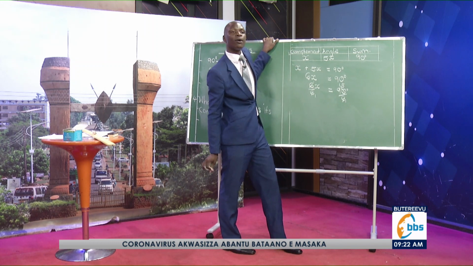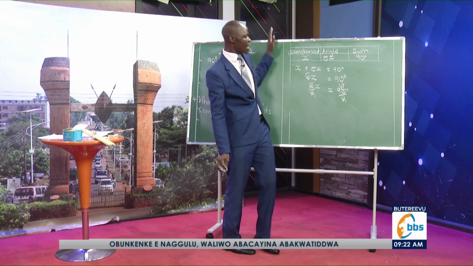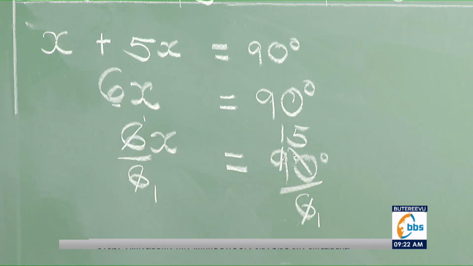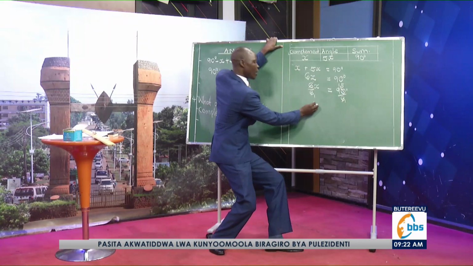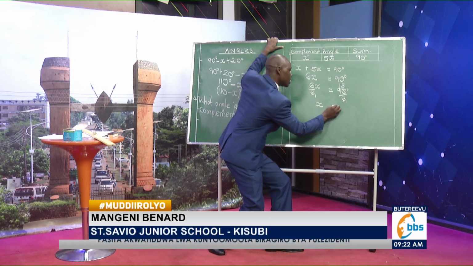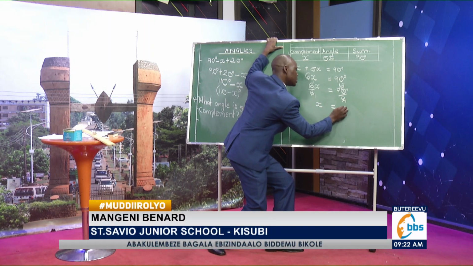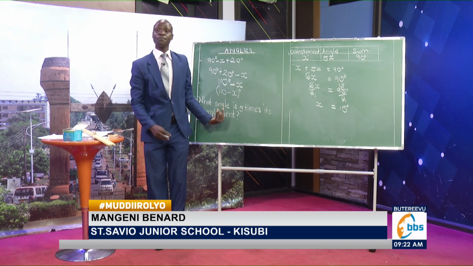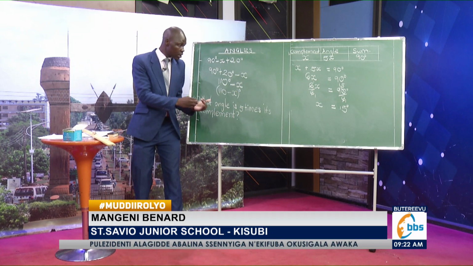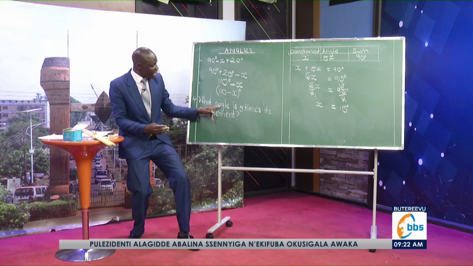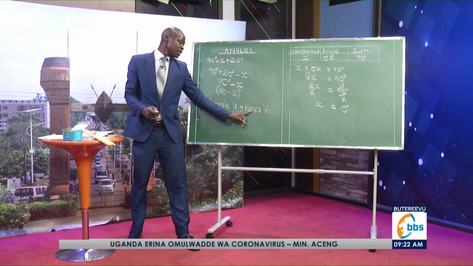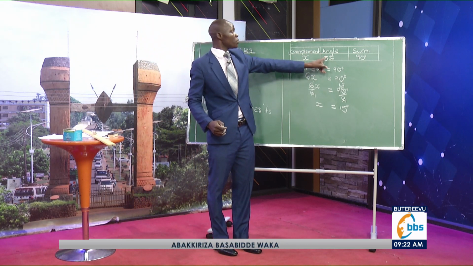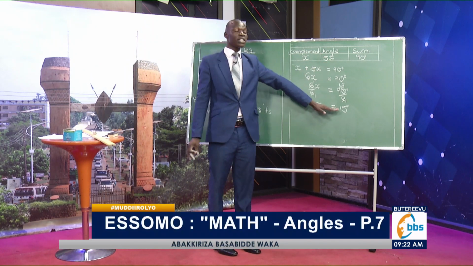There is a degree there which I have not cancelled. There must be evidence of cancellation. You must cancel to show that you have divided. Therefore, x alone here gives us 15 degrees. When you go back to your question, you must not dwell with your question. What angle is 5 times its complement? The angle is supposed to be 5 times its complement. This is not our final answer.